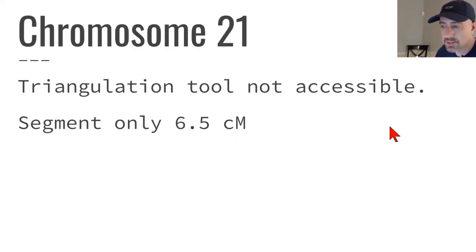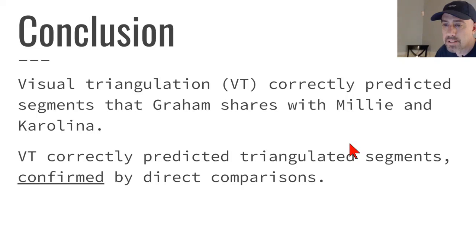For reasons I don't have time to discuss right now, we're not able to access the triangulation tool for chromosome 21, but that's a relatively small segment, and so it's no big loss. But in conclusion, in reference to the case of Graham Bennett, visual triangulation correctly predicted segments that Graham shares with Millie and Karolina, and visual triangulation correctly predicted triangulated segments that ended up being confirmed by direct comparisons.